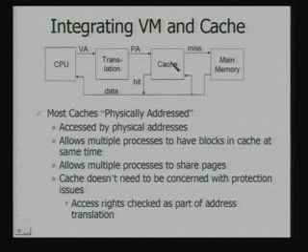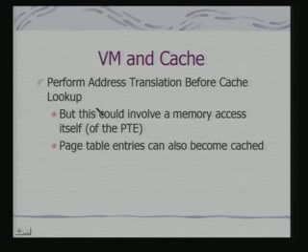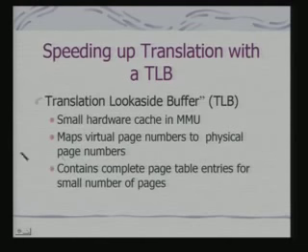So, there has to be some architectural innovation to overcome this problem. How is this problem overcome? You perform address translation before cache lookup. So, what you need to do is make the page table entries cached. Since this lookup involves memory access, it is no longer efficient. So, make page table entries cached. So, you have the concept of what is called the translation look aside buffer or TLB.